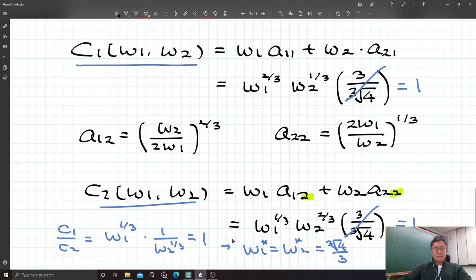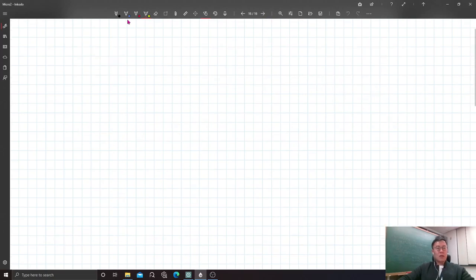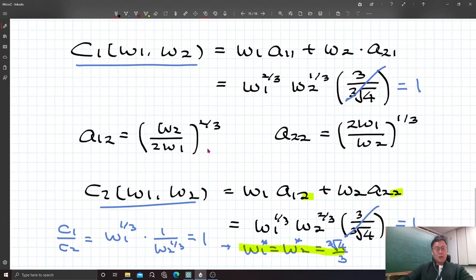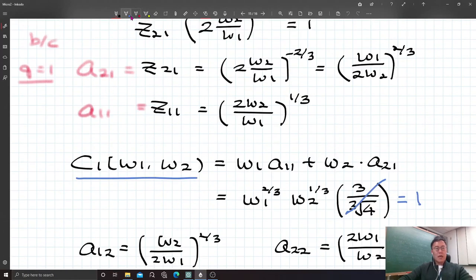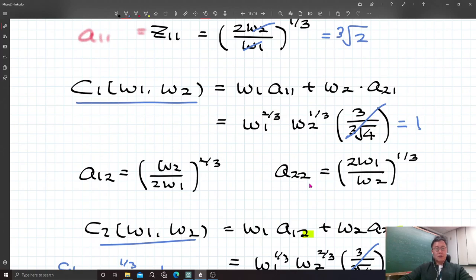All right. So now we found equilibrium prices, and going back to the previous note, because W1 turns out to be equal to W2, a sub 1,1, let me start with a sub 1,1, is the cube root of 2, because W1 and W2 will be cancelled. And a sub 2,1 is 1 over the cube root of 4. And you can find a sub 1,2 and a sub 2,2 this way.